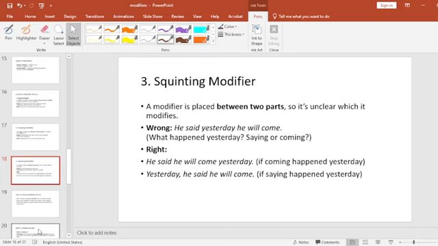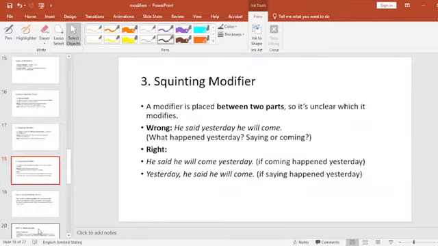So a modifier is placed between two parts, so it's unclear which it modifies. Here, he said yesterday he will come, right? So yesterday is between two parts, which is kind of confusing, don't you think? We don't know what happened yesterday, like if he's coming or saying.